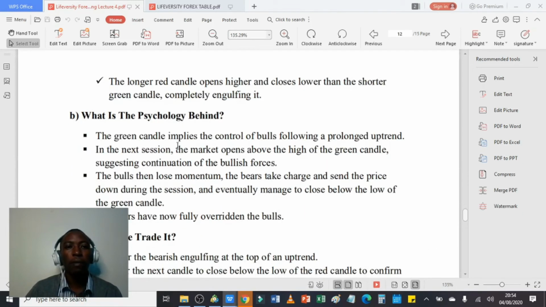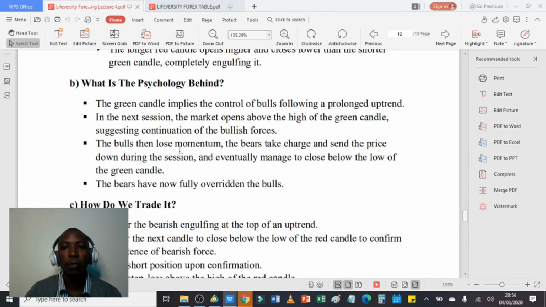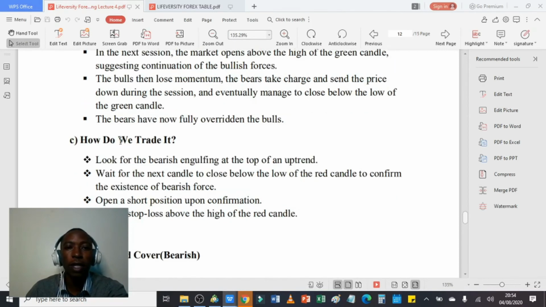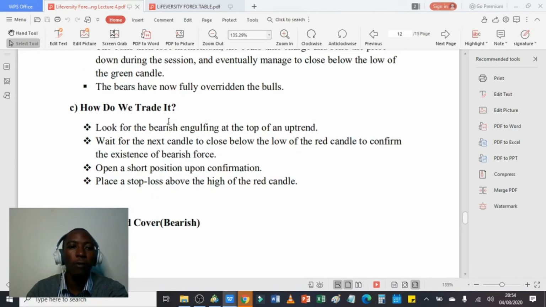What is the psychology behind it? The green candle implies the control of bulls following a prolonged uptrend. In the next session, the market opens above the high of the green candle, suggesting continuation of the bullish forces. The bulls then lose momentum. The bears take charge and send the price down during the session and eventually manage to close below the low of the green candle. The bears have now fully overridden the bulls.